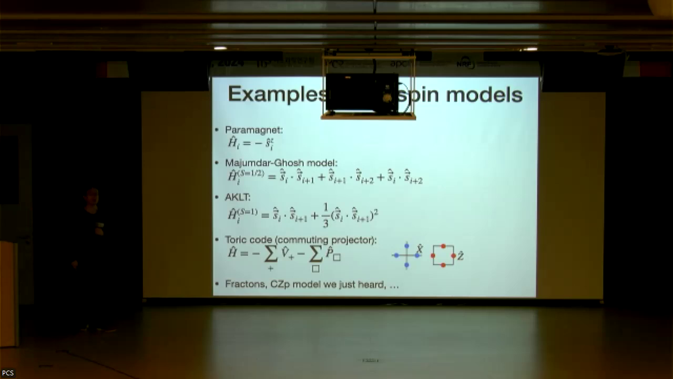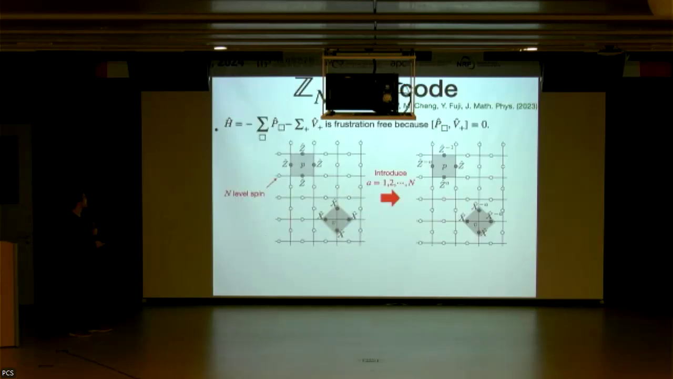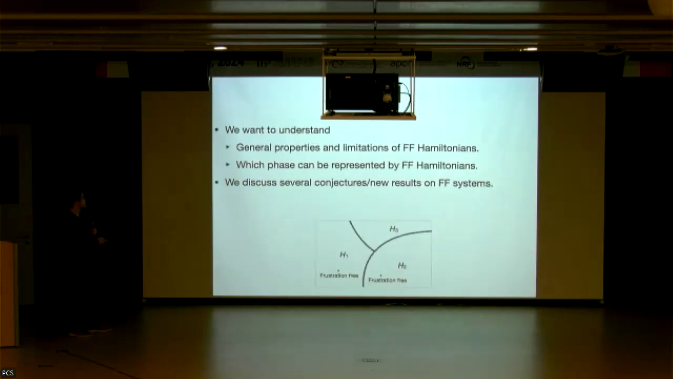All right, any other questions? If not, I'll move on to the real content of this talk. My goal is really to understand the limitations of frustration-free Hamiltonians. As I told you, sometimes phases can be represented nicely by a frustration-free limit. So is it possible that some phases do not have a frustration-free limit? That kind of thing I want to understand.